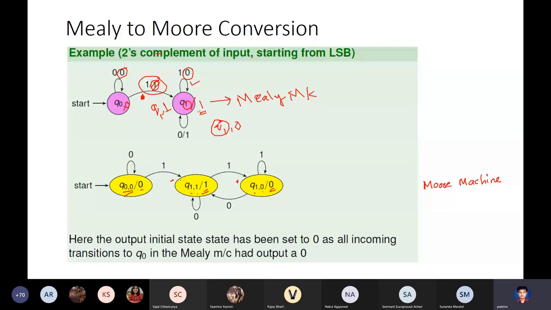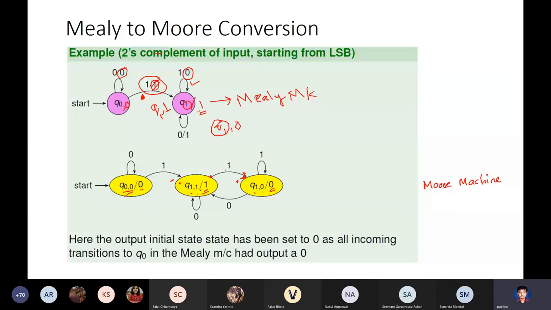Now look at this edge. It starts from Q1. So it can start from either this or this, and it ends in Q1 again, but with output of 0. So this should end here, and then that means it should start from here because it's an input 1. But now you see there are two things possible. It can start from either Q1,1 or Q1,0.